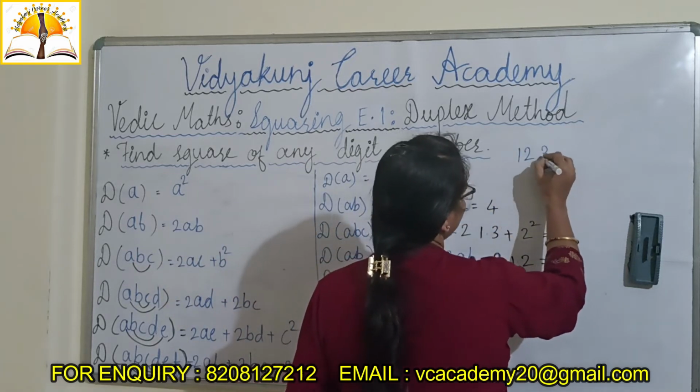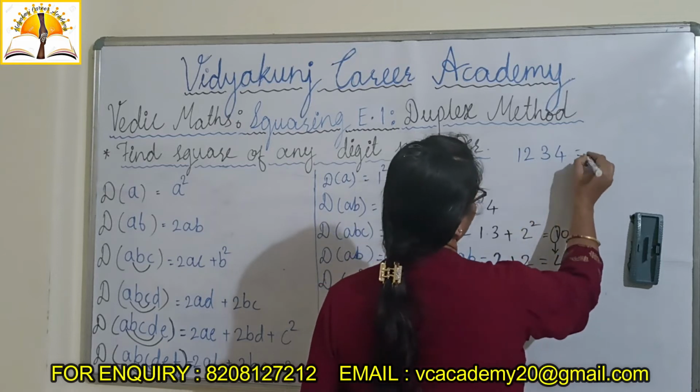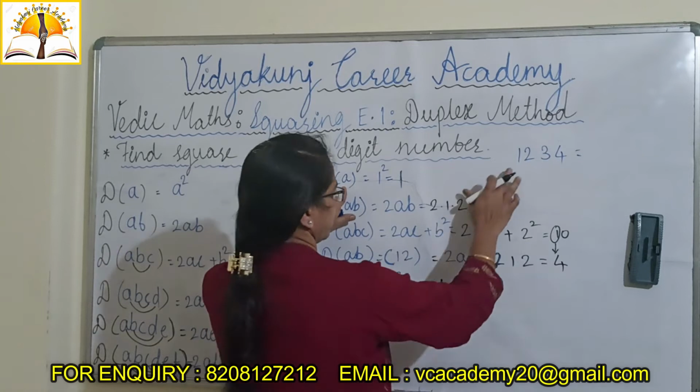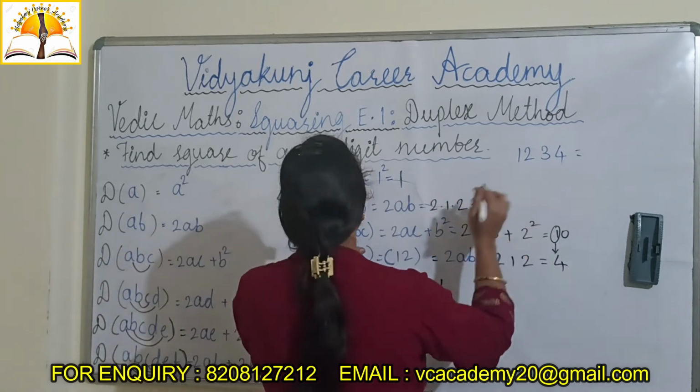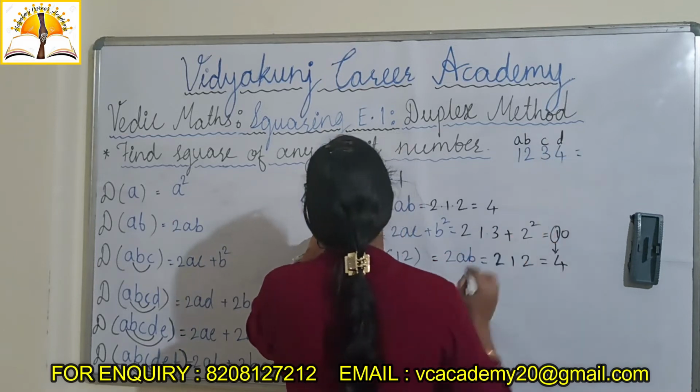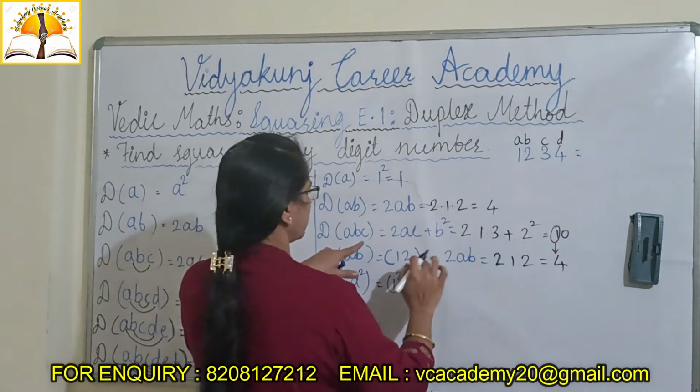1, 2, 3 and 4. Yes, I have taken a 4-digit number. In this case, I have to write here a square. Even AB I have written. I will write here A, B, C, D. Okay, AB, yes, up to 3-digit.